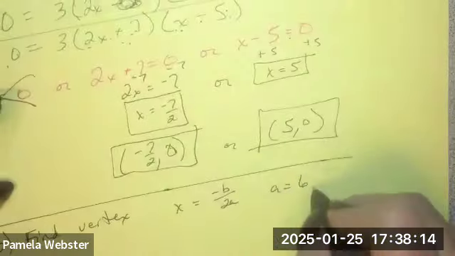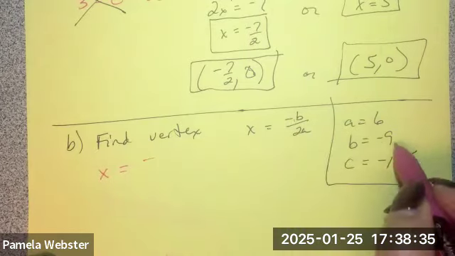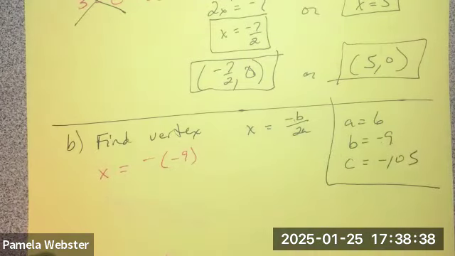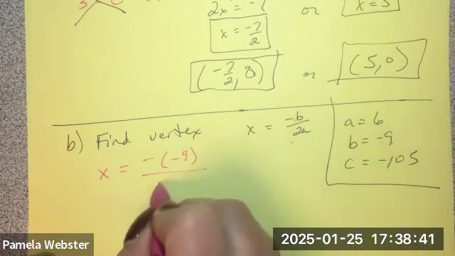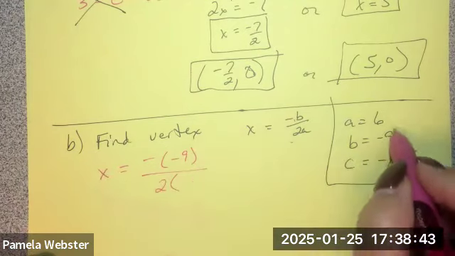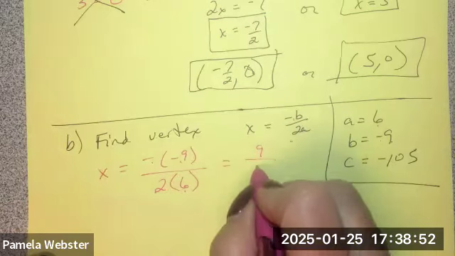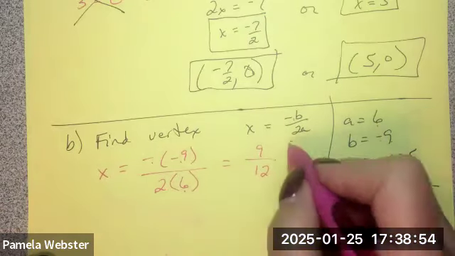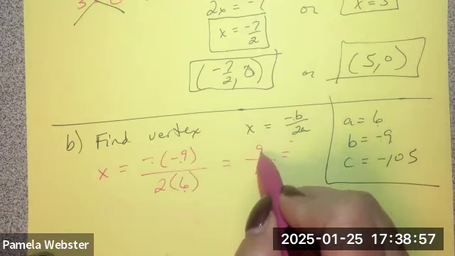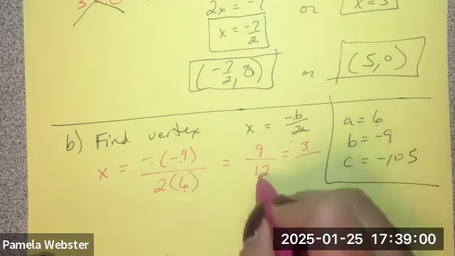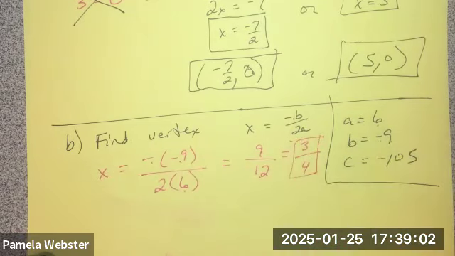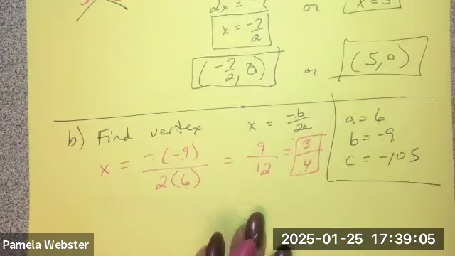All right. So those are the numbers I'm going to use in here. I'm just looking for the vertex. So x equals negative, from the formula, and the b is a negative 9, over 2 from the formula, and the a is a 6. Negative and a negative is a positive. That's positive 9 on the top. 2 times 6 is 12. I see they're both divisible by 3. So 9 divided by 3 is 3, 12 divided by 3 is 4. 3/4. Okay, so this is a 3/4.